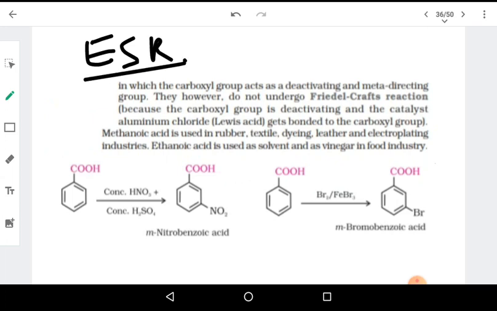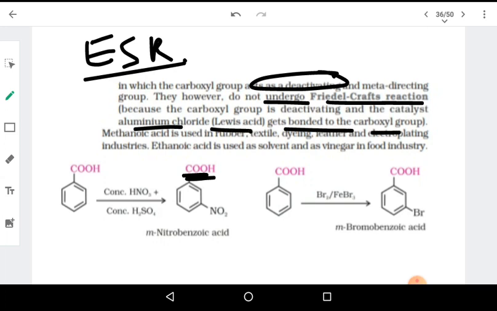Okay, so as you know, COOH is a meta-directing group and it's a deactivating group, right? But it does not undergo Friedel-Crafts reaction. What is the reason? It is a deactivating group, and the catalyst aluminum chloride gets bonded to the carboxyl group. This is the reason why aldehydes, ketones and carboxylic acids do not undergo Friedel-Crafts reaction.